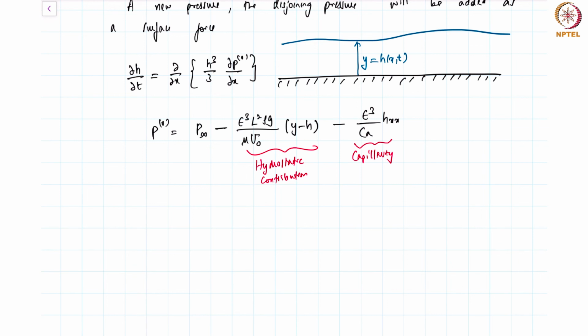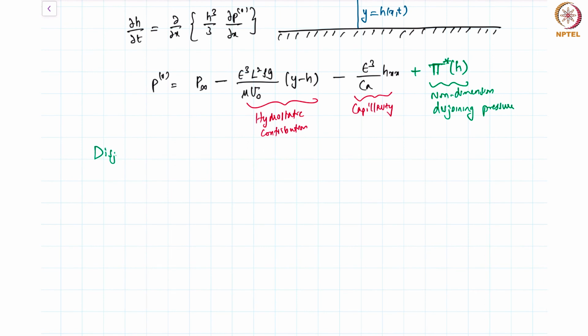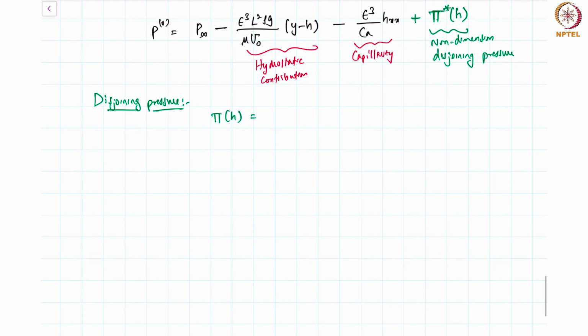And finally, we will now have a new term, which is basically the disjoining pressure. We'll simply call it pi star of h. Meaning, this is a pressure that directly depends on the local thickness of the interface. This pi star of h is in a non-dimensional form, the non-dimensional disjoining pressure. The dimensional form would be something like pi of h equals A by 6 pi h cube, where h is a function of x and t.